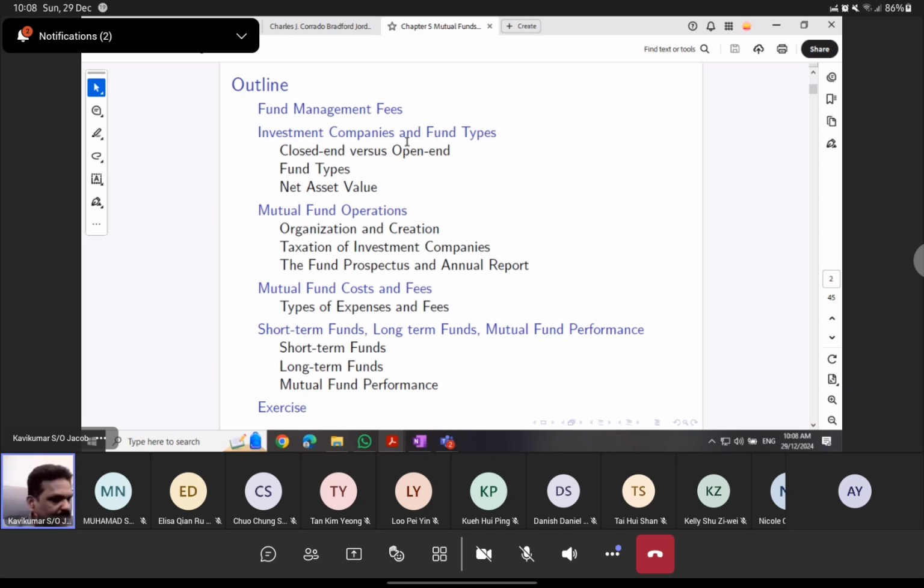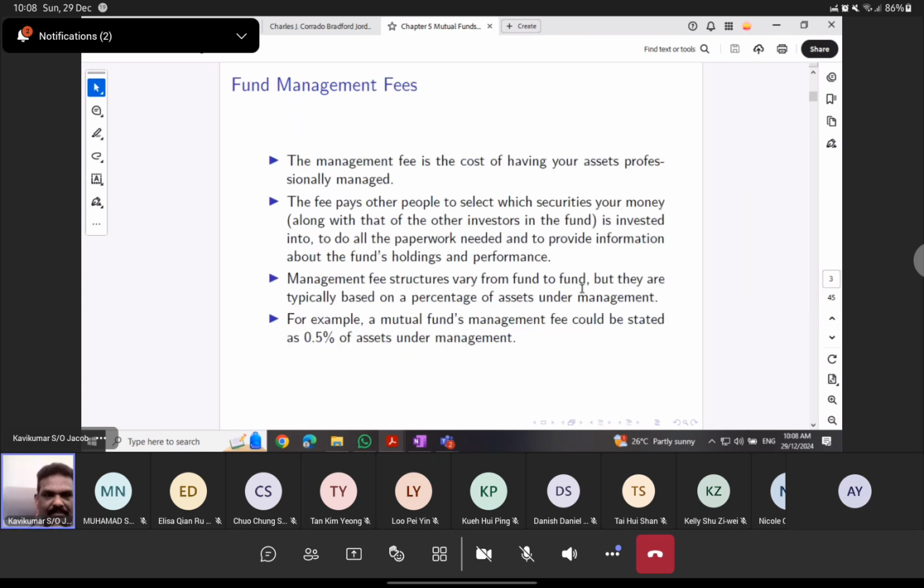So actually, one, two, three, four, five: five subtopics from this topic, mutual fund. And lastly, we will see the exercise. Only one type of problem. Okay, we start from fund management fees first.